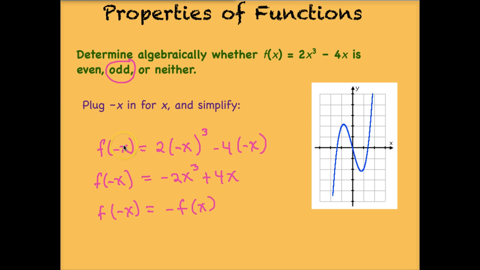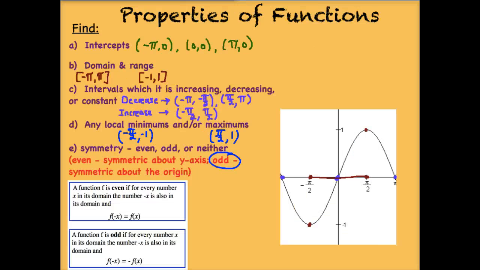And that concludes our lesson today on properties of functions. At this point now, you should be able to graph a function between a given interval, identify the intercepts, the domain and range, as well as the intervals upon which it is increasing, decreasing, or perhaps constant, any local minimums or maximums, and finally the symmetry, both algebraically and graphically.